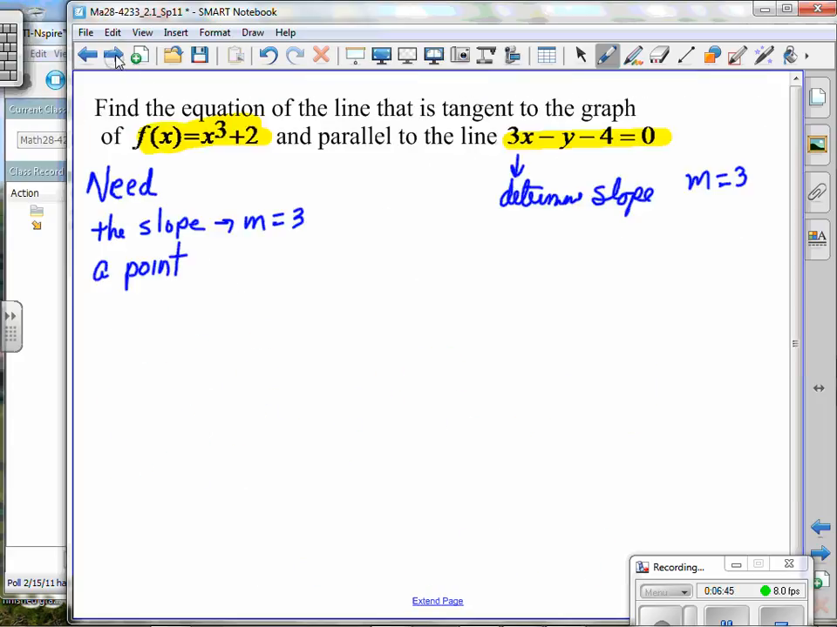So the fact that I know what the slope is, though, if I didn't know the slope, let's go with that. If I didn't know the slope, how would I find the slope? We want a tangent to this curve.